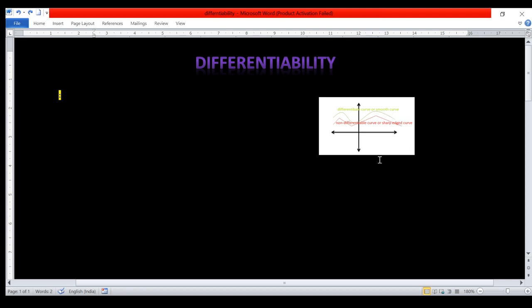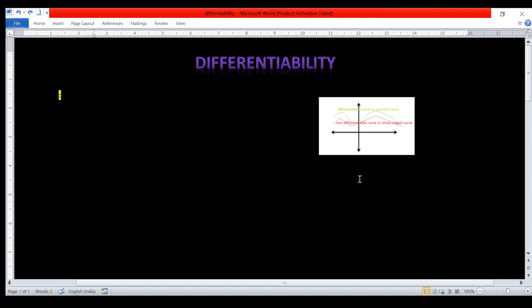If the curve is smooth, we can say it is a differentiable curve. If the curve is not smooth, maybe we can call it a sharp-edged curve or a discontinuous curve, or a non-differentiable curve. If you know the graph, by seeing it you can decide whether it is differentiable or non-differentiable. A differentiable curve should be continuous and smooth. A non-differentiable curve is either not continuous, or is a smooth sharp-edged curve, as per the diagram.